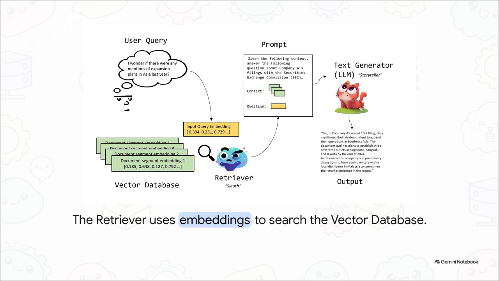The sleuth acts as a retriever. It uses semantic search to hunt down the most relevant chunks of your documents. It actually does this by converting the text into mathematical arrays called embeddings, and then rapidly searches through a specialized storage system called a vector database, like Quadrant, to pull out the exact paragraphs that contain your answer.